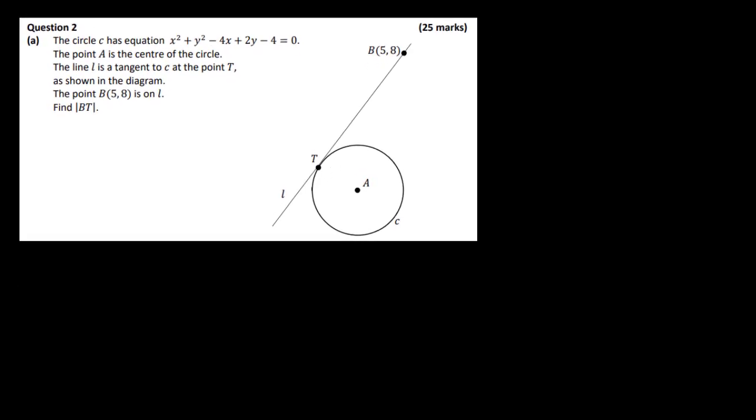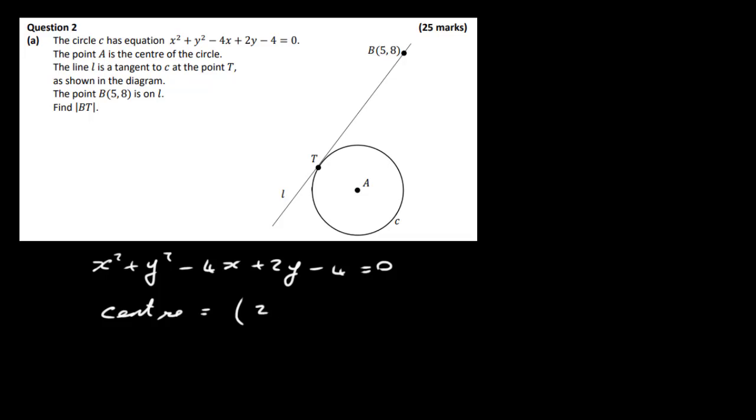So let's just write down the equation of our circle first. We have x squared plus y squared minus 4x plus 2y minus 4 equal to 0. Our center we can just read off here. It's going to be half the coefficient of x with the sign changed, half the coefficient of y with the sign changed. So our center is (2, -1).